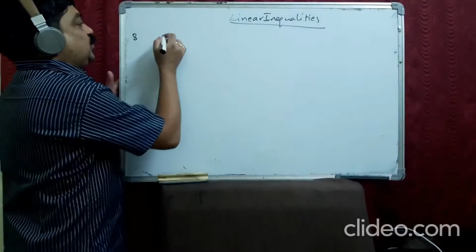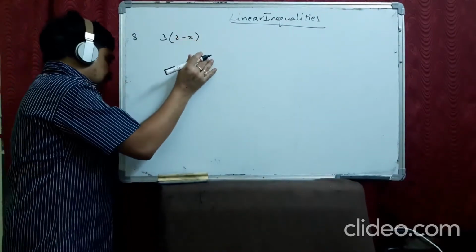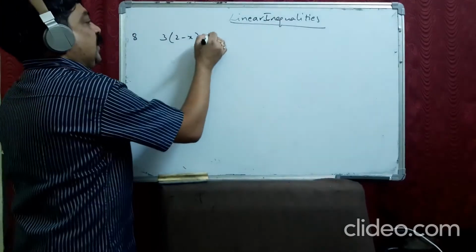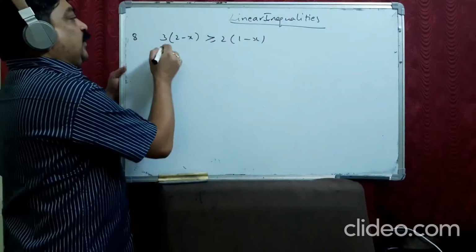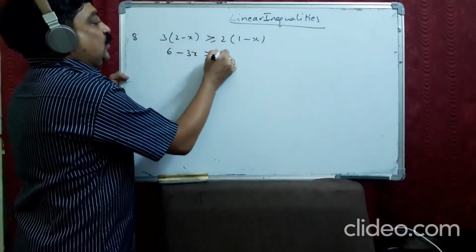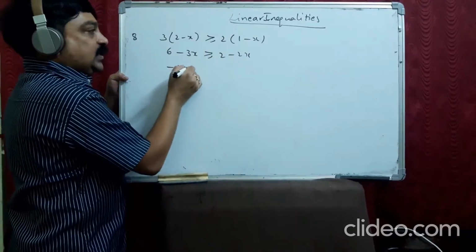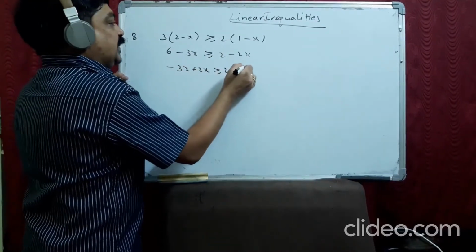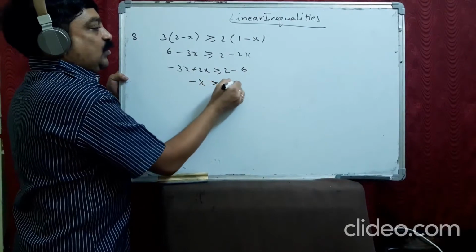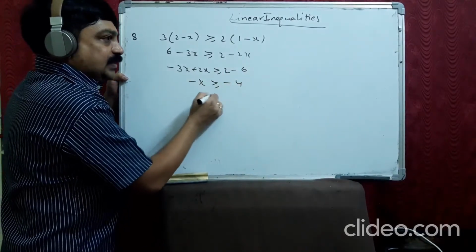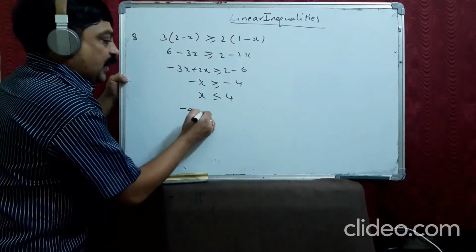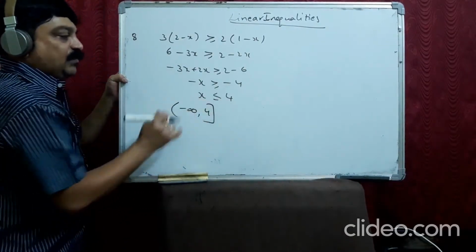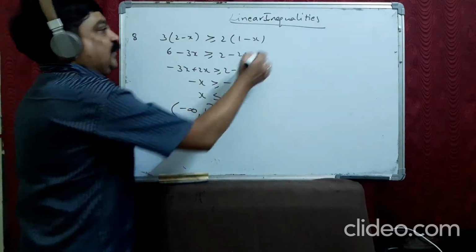Now look at the eighth question. 3 into 2 minus x greater than or equal to 2 into 1 minus x. Let us multiply. 6 minus 3x greater than or equal to 2 minus 2x. Bring all x's to one side. Plus 2x greater than or equal to 2 minus 6. Minus x greater than or equal to minus 4. When you multiply with minus, the inequality changes. x less than or equal to 4. So what is the answer? Minus infinity to 4. Close interval for 4. Open interval for minus infinity.